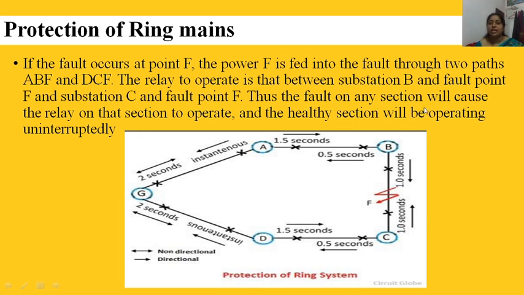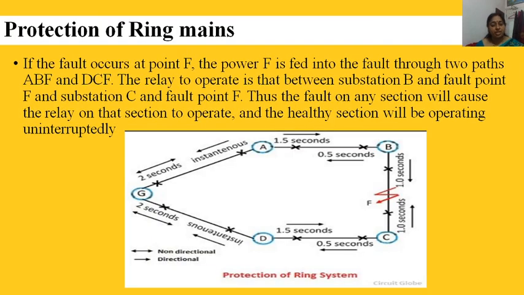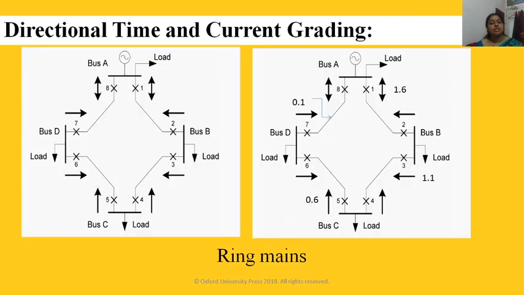Thus the fault on any section will cause the relay on that section to operate, and the healthy sections will keep operating uninterruptedly. Now this is about your ring mains. Another ring main system we'll consider. Here this is again a ring main system.